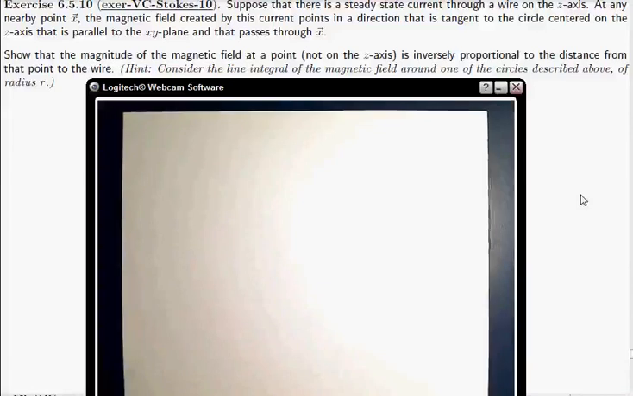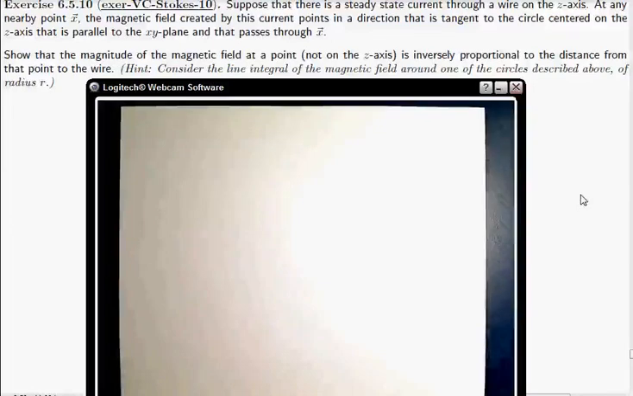Okay, so Stokes 10. This problem is largely about drawing the right picture and making sure you understand the geometry of the setup. And then we're just going to apply one of Maxwell's theorems, but there's a lot of details in it. So, okay, we've got a steady state current through a wire on the z-axis.